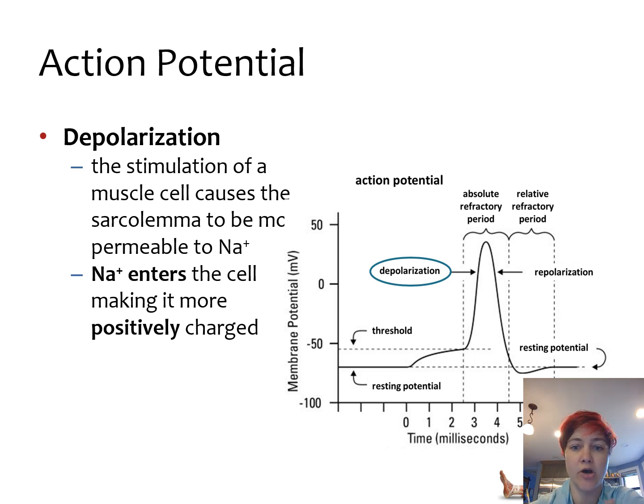Okay, so during depolarization, this is the stimulus. The stimulation of the muscle cell causes the sarcolemma to be more permeable to sodium. So during depolarization, the sarcolemma allows more sodium into the cell, making it more positively charged. Right? So we're going from negative to positive. You can see this threshold. You actually don't need a whole lot, but you do need quite a bump to make it happen.